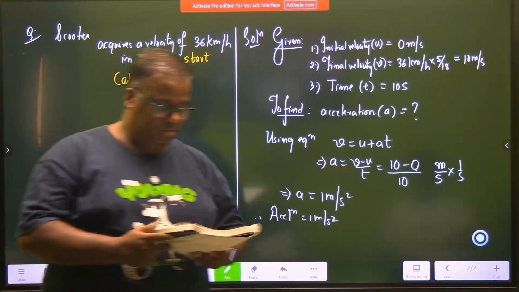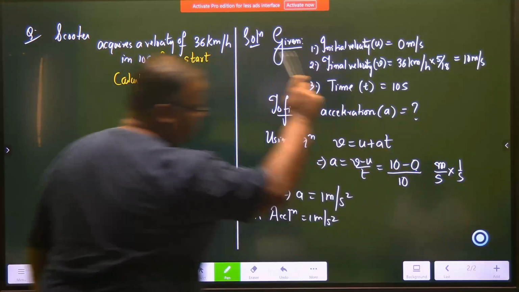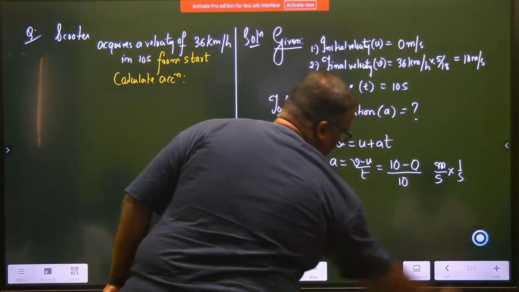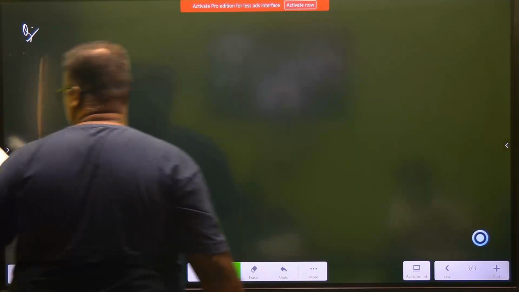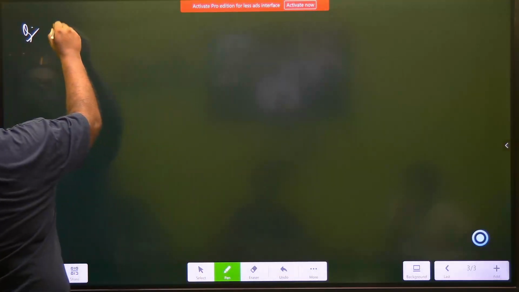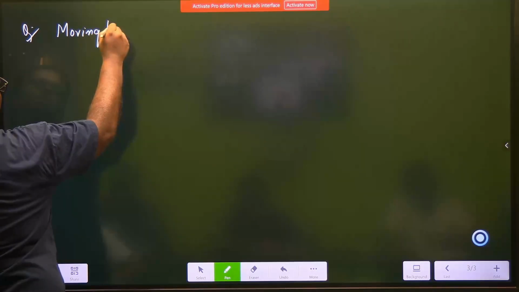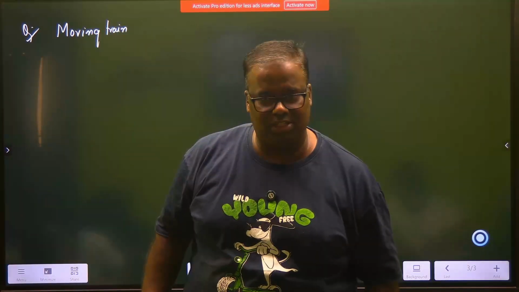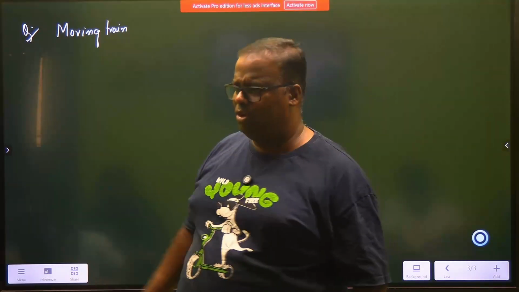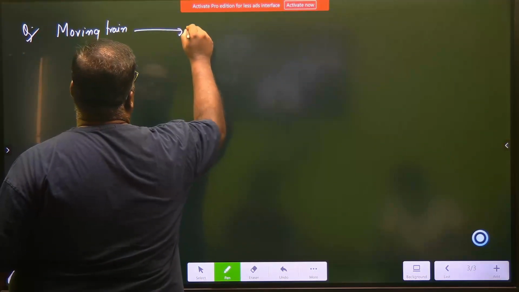Okay, our next problem, shall we? All of you understood this? It's a pretty easy problem, okay? Let's take our next problem. Our next problem says that we have a moving train. This problem is all about a moving train. So what do you infer from this? The train already has some velocity with it. This moving train is brought to rest.